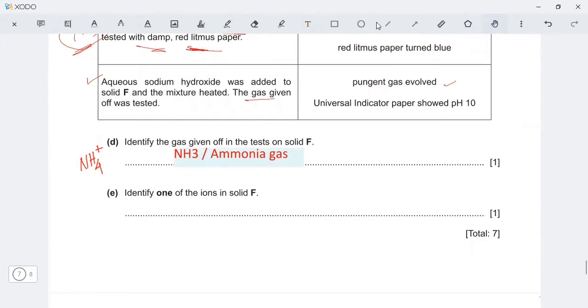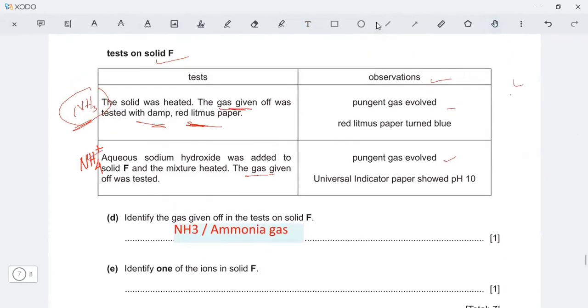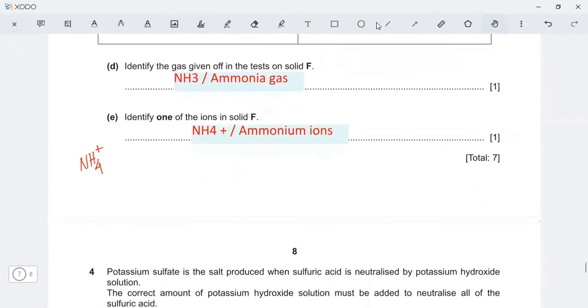Okay, so next one is identify one of the ions in solid F. What ion is present here? So obviously here they're talking about the ammonium ion, isn't it? The ammonium ion will be present. So NH4+ ion. So you just write ammonium ion. From the ammonium ion only we'll get ammonia, right? So the answer you can write in this way. Okay, fine. Next.